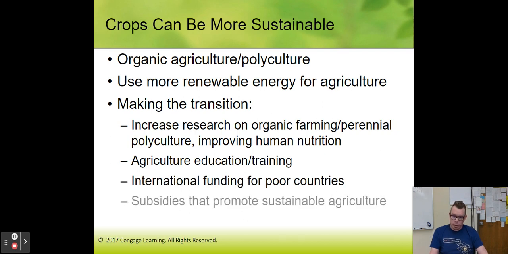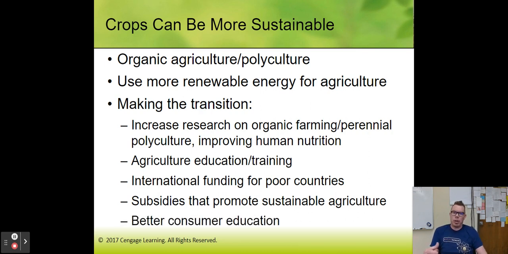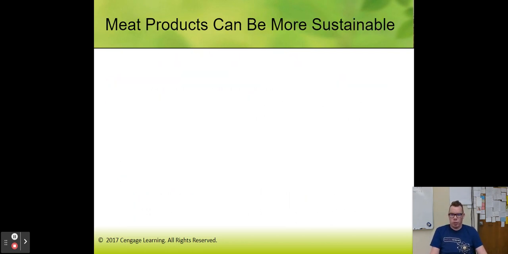International funding for the poor countries, subsidies that promote sustainable agriculture. So instead of the government saying, hey, we need monoculture for all those acres, the government's like, tell you what, we will help you set up a polyculture so that way it can be better. It can use less insecticides, less herbicides, less pesticides, and so on. And then better consumer education. So teach the consumer, when I go to Fred Meyer, I should buy that tomato because that's only from 5 miles away versus that tomato, which came from Virginia or wherever. Teach the consumer how to be a better consumer so that way we're choosing the things that are more sustainable and using less fossil fuels.